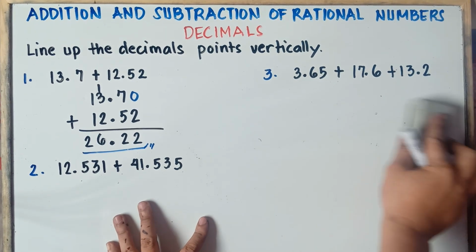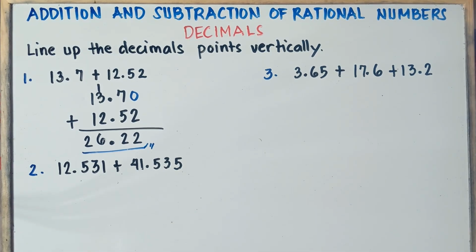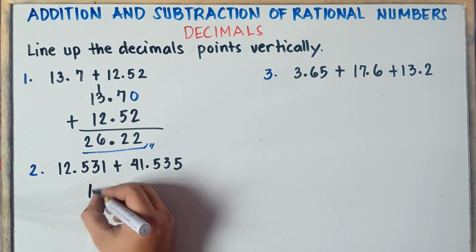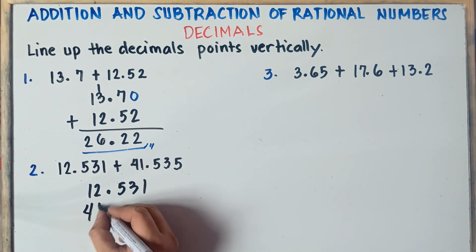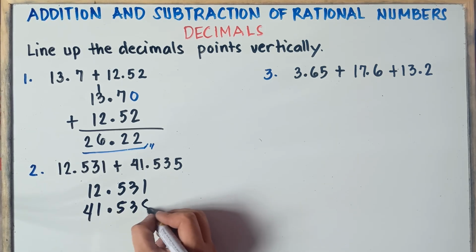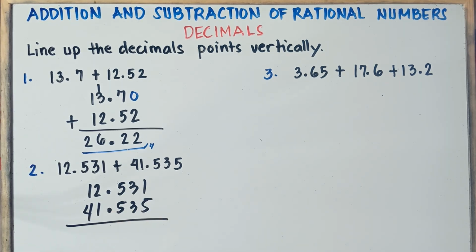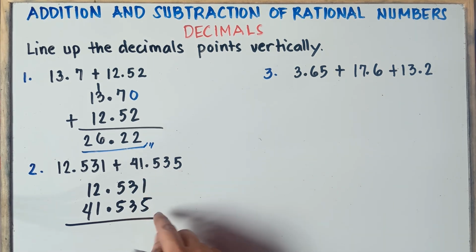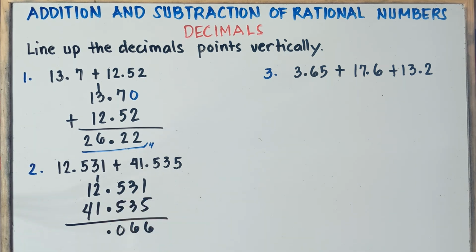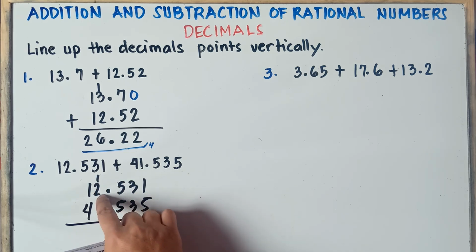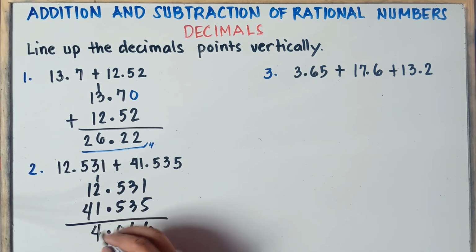Alright, so let's have example number 2, class. So once again, align the decimal: 12.531 and then 41.535. It's already been aligned, so we can simply add this one. So 1 plus 5 is 6, 3 plus 3 is 6, 5 plus 5 is 10, so 0, carry 1. You put the decimal, class, you align, and then 1 plus 2 is 3, plus 1 is 4, 1 plus 4 is 5.